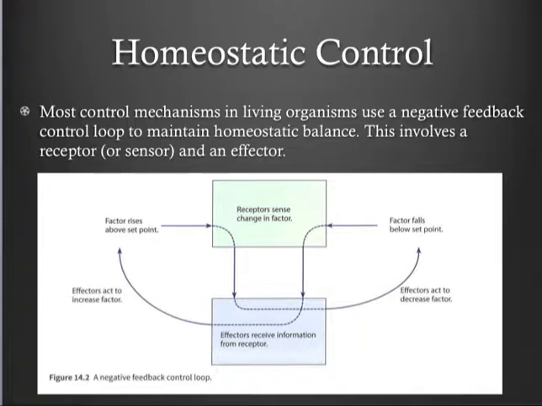And the homeostatic mechanisms in mammals require information to be transferred between different parts of the body. And there are two coordination systems in mammals that do this. It's the nervous system and the endocrine system.